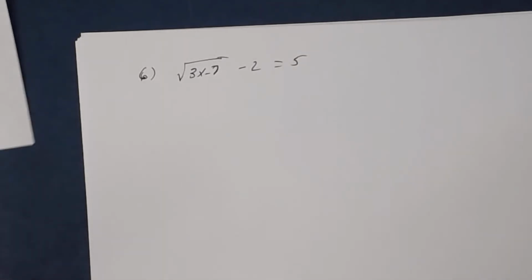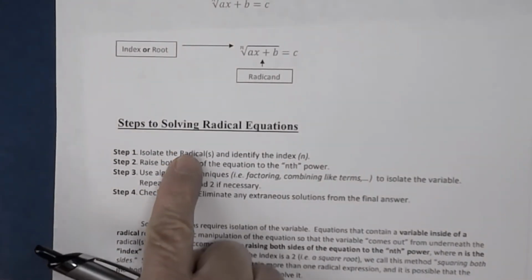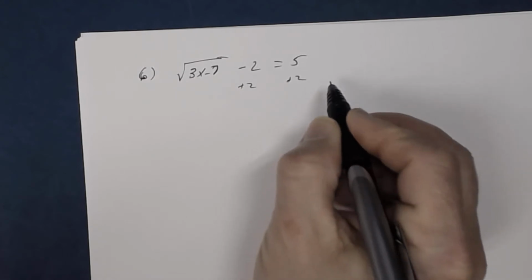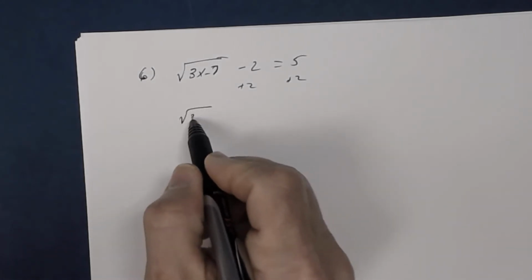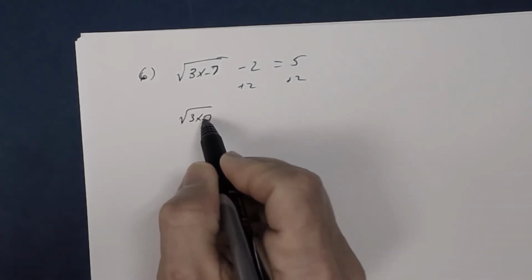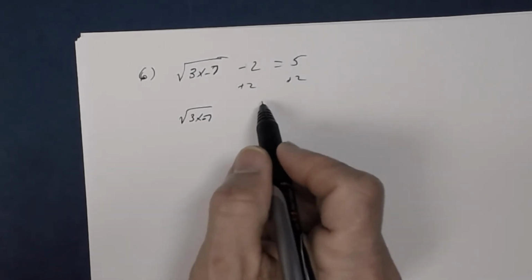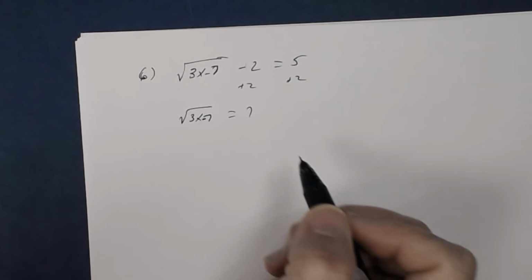Okay, so the first step is to isolate the radical, right? Step 1, isolate the radical. So I'm going to add 2 to both sides. And so I get the square root of 3x minus 7. That's minus 7 right here. Combining like terms, the 2's cancel out, and you're left with 5 and 2, which is 7, correct?